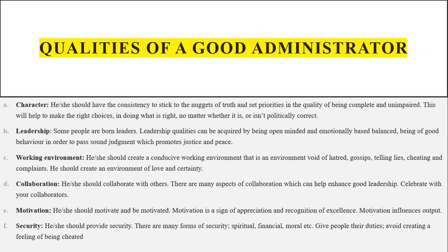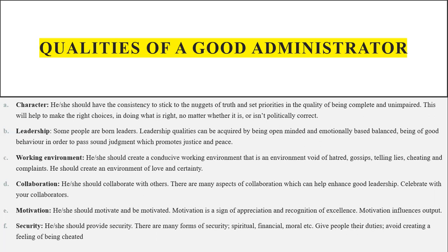You have working environment. He or she creates a conducive working environment. That is an environment void of hatred, gossip, lies, cheating, and complaint. It should create an environment of love and certainty. Love and certainty.